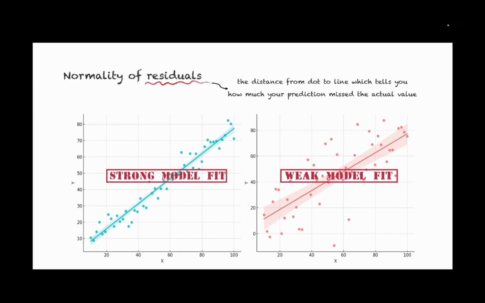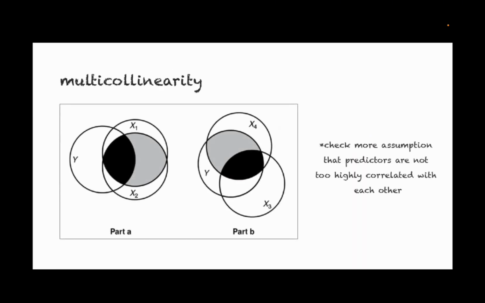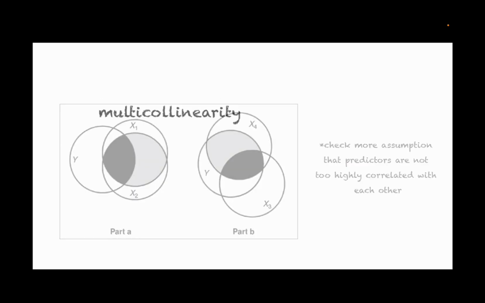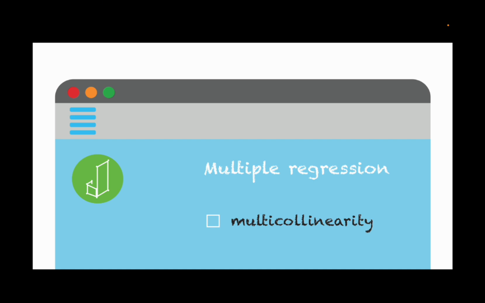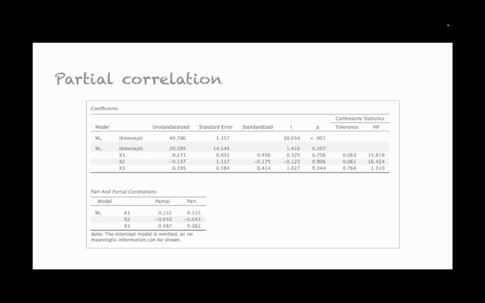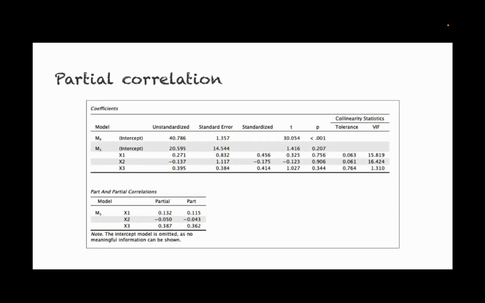However, if you do the multiple regression, you have to check one more assumption: that predictors are not too highly correlated with each other, which is called multicollinearity. In JASP, if the VIF value is lower than 5, you are safe with this assumption. To avoid multicollinearity, partial correlation is very useful when you're deciding which variable to keep in a model when predictors are highly correlated. In JASP, it can remove the effects of other variables from both the predictor and the DV.